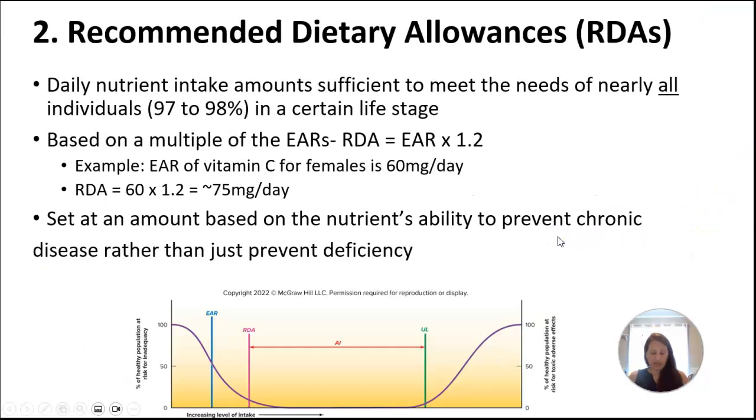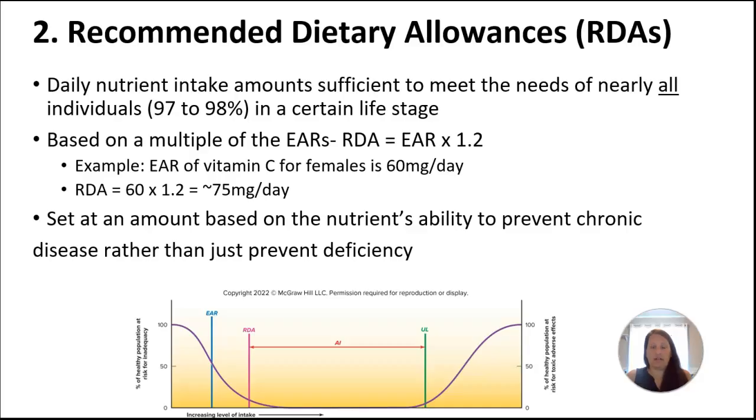Okay, here's the next one. So those are EARs. And again, I'm going to show you where those are in Appendix J on the next video. So the next standard, the recommended dietary allowances, or RDAs. Lots of acronyms here. So the RDAs, again, are the second standard for the dietary reference intake, or the second DRI. Okay.